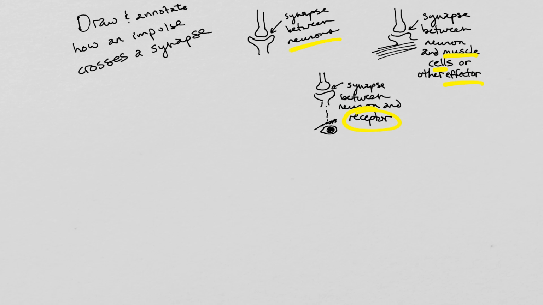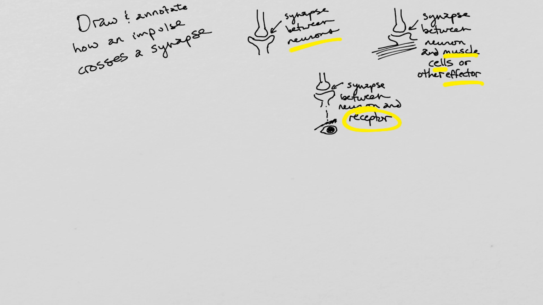Now, synapses can be in a lot of different places. They can be in between two neurons, so sending a signal from one neuron to another. A synapse could also be between a neuron and a receptor, kind of like your eye or a taste bud or something that detects something else. And a synapse could also be between a neuron and a muscle cell, or a neuron and some other effector. And an effector is something that responds to a stimulus.